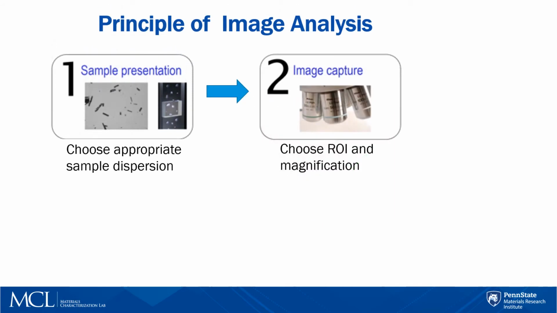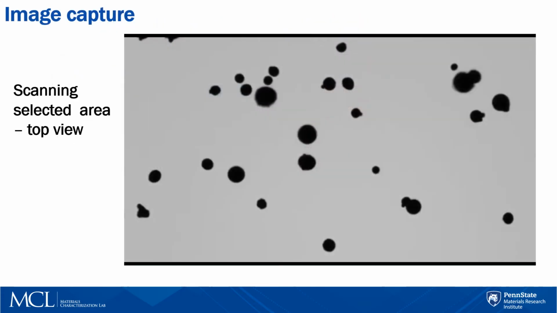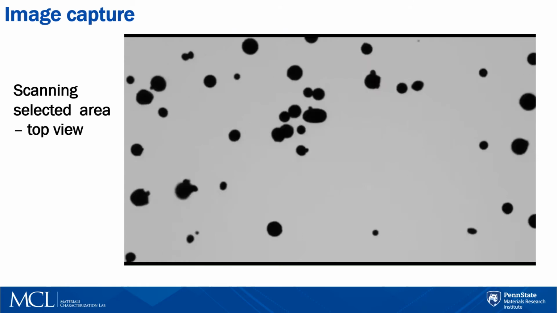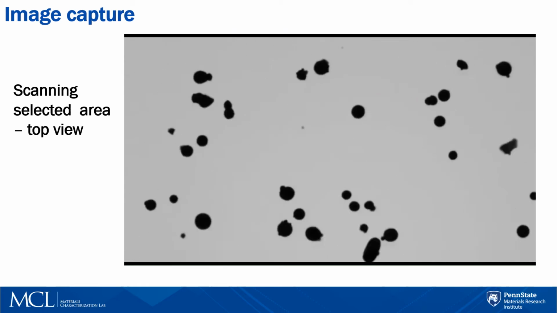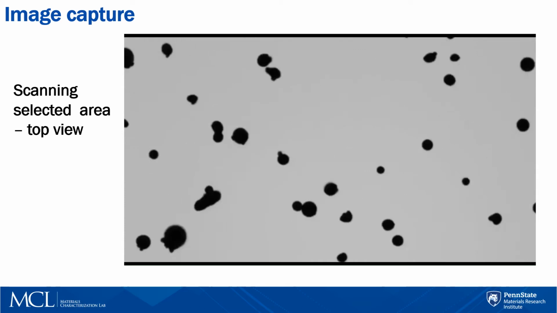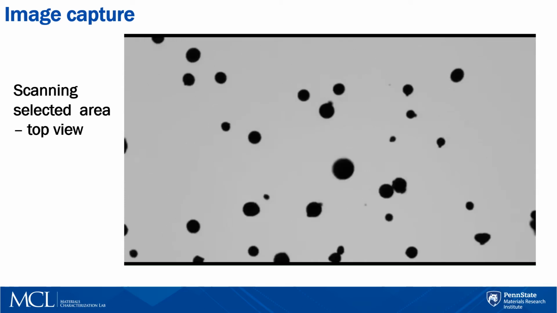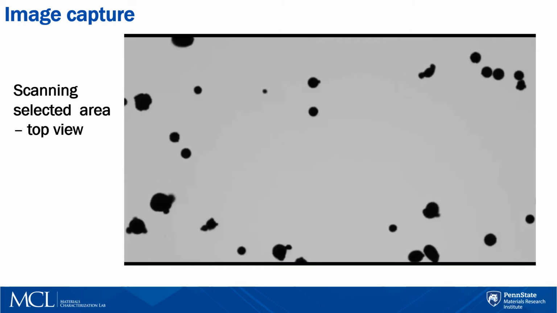The second step is to choose the region of interest and magnification and start scanning. The system scans over a region of interest and captures images of individual particles while keeping particles in focus. Dynamic changes in size or shape distribution can be observed during the scan.